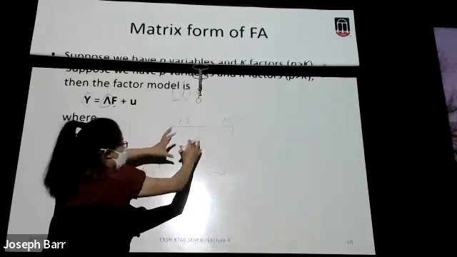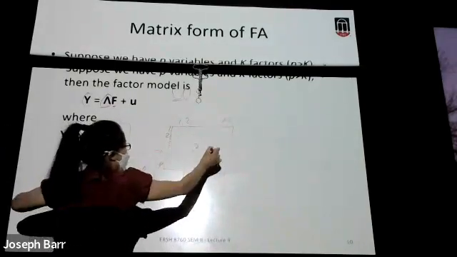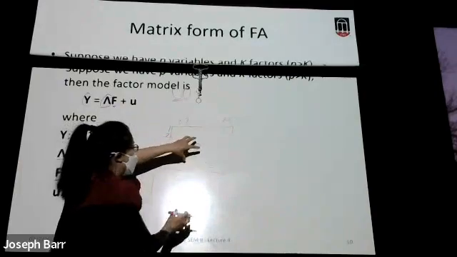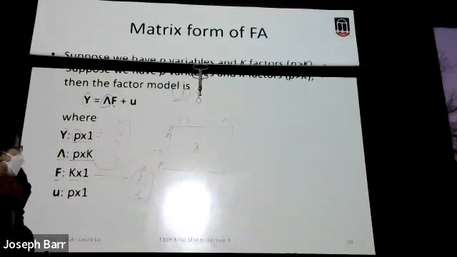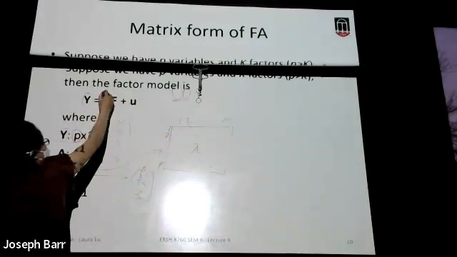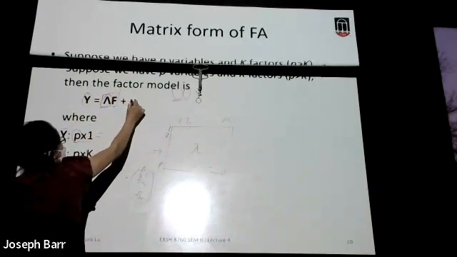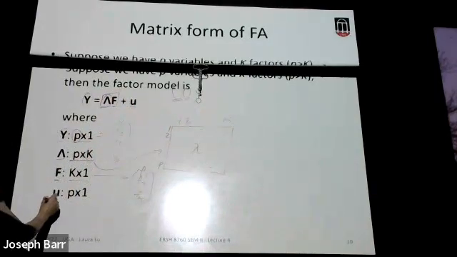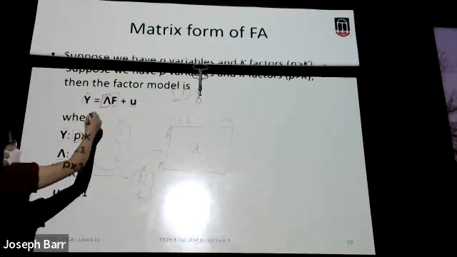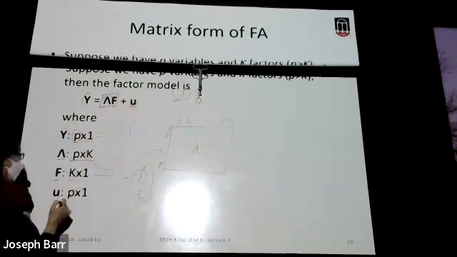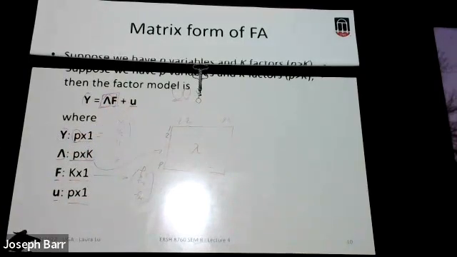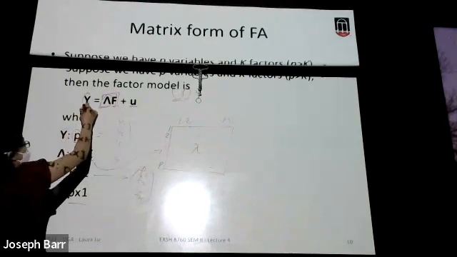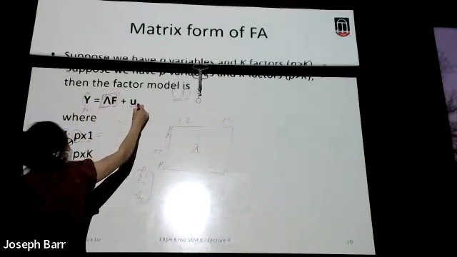So the weights or loadings are stored in this matrix. This is the main part. And of course, we have the residual part, the unique factor part. This is the common factor, and this is the unique part. It's still p by 1 because the dimension of y is p by 1.